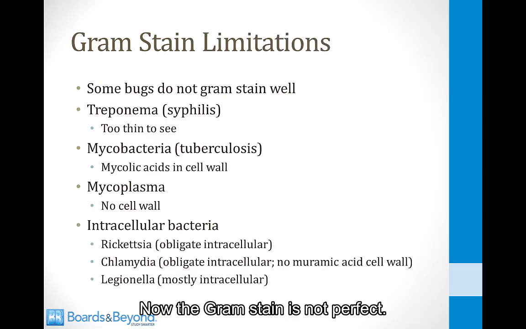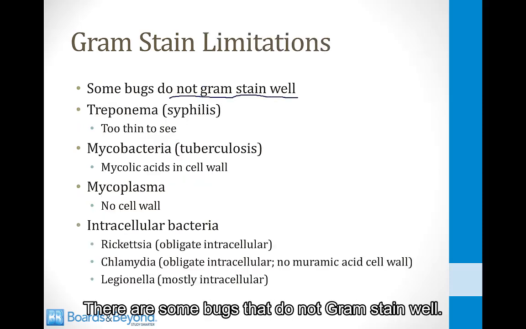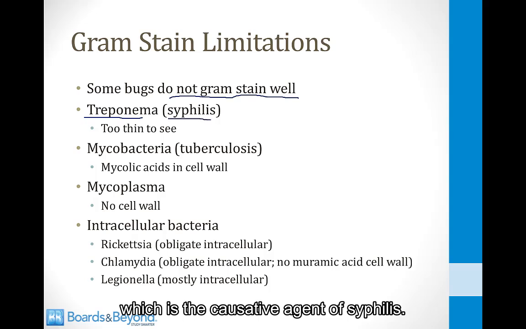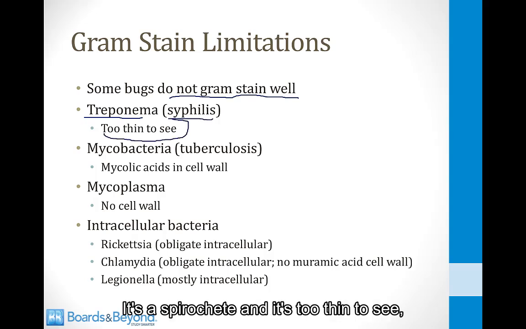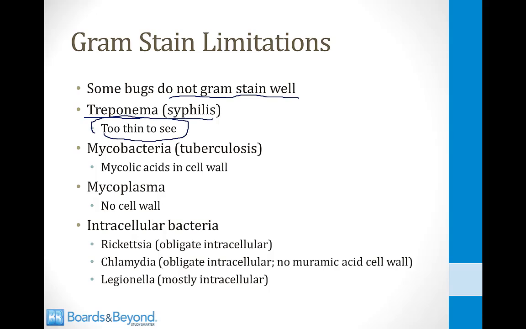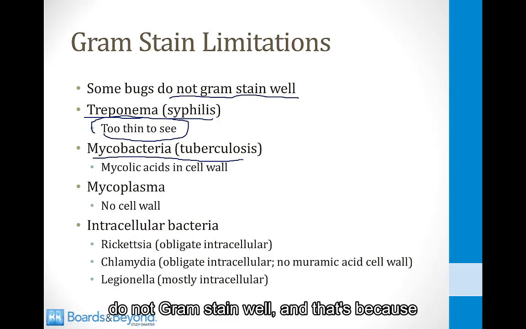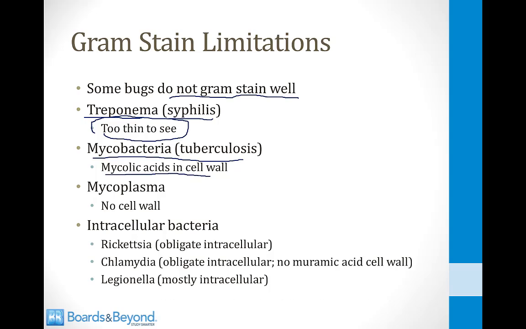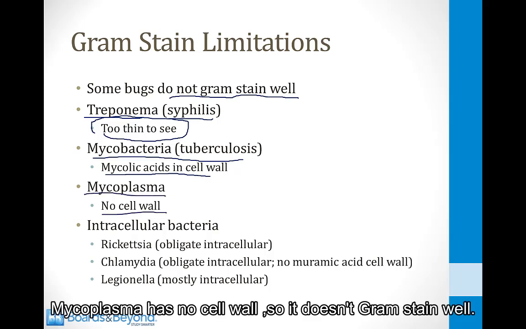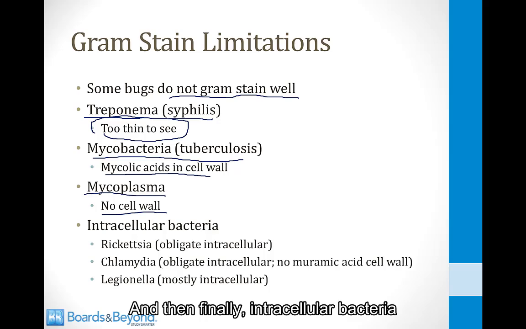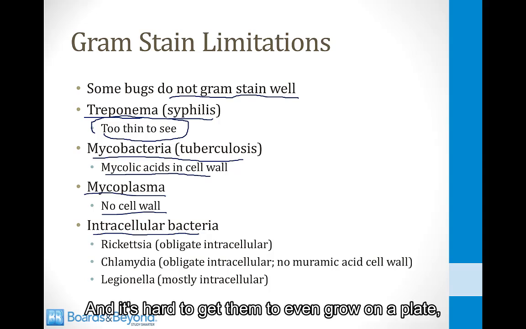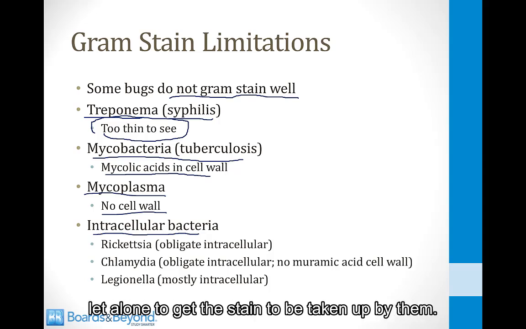Now the gram stain is not perfect. There are some bugs that do not gram stain well, and you should know what they are. One of the first ones is Treponema, which is the causative agent of syphilis. It's a spirochete, and it's too thin to see, so it doesn't gram stain very well. Mycobacteria, especially tuberculosis, do not gram stain well, and that's because they have mycolic acids in their cell walls, and we use special stains called acid-fast stains for mycobacteria. Mycoplasma has no cell wall, so it doesn't gram stain well. And then finally, intracellular bacteria don't gram stain very well because they grow inside of other cells, and it's hard to get them to even grow on a plate, let alone to get the stain to be taken up by them.